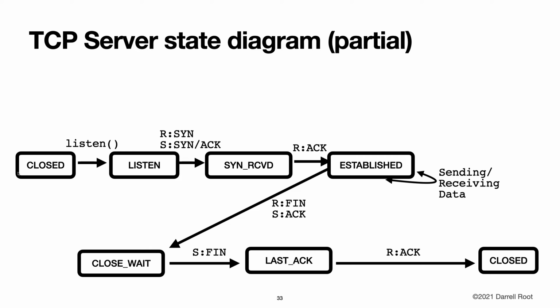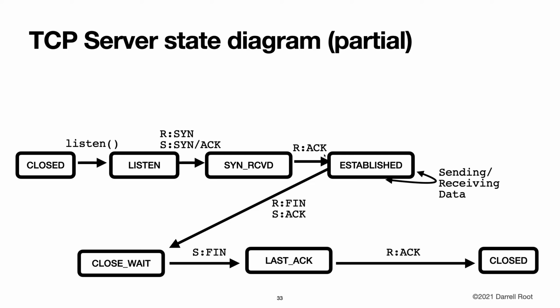This is the TCP server state diagram. You create the socket, and it's initially in the closed state. Eventually, you execute the listen system call, and your socket moves into the listen state, listening for inbound connections. You receive a SYN from the client, you send your SYN ACK. At that point, you have two sockets. One socket is still in the listening state, listening for more inbound connections. The other is in the SYN received state.